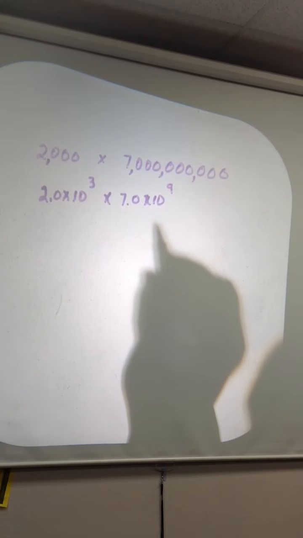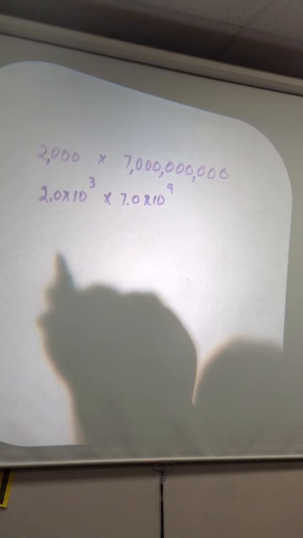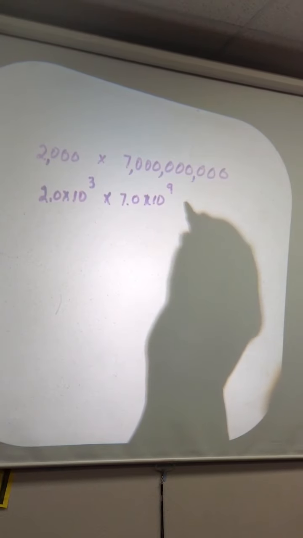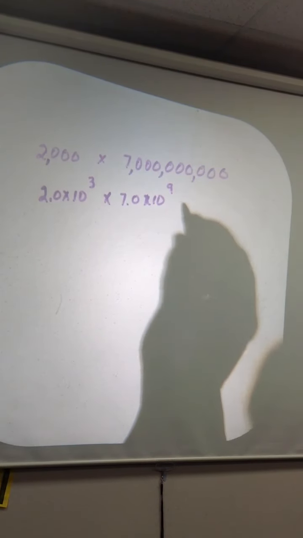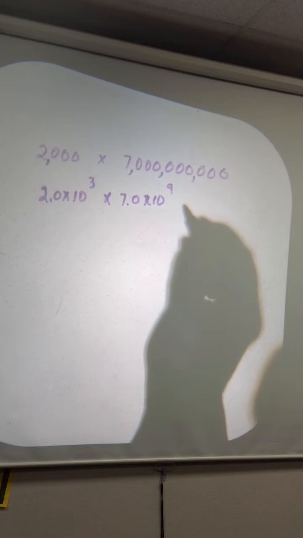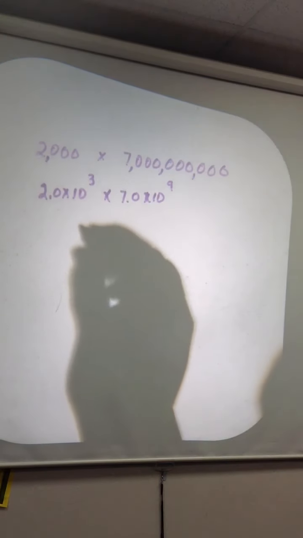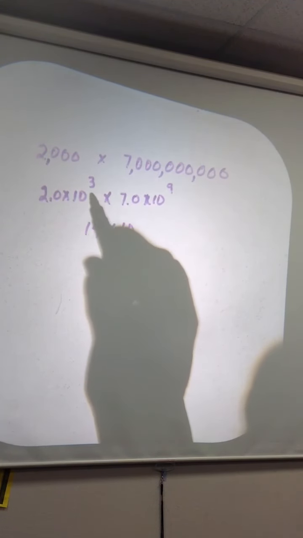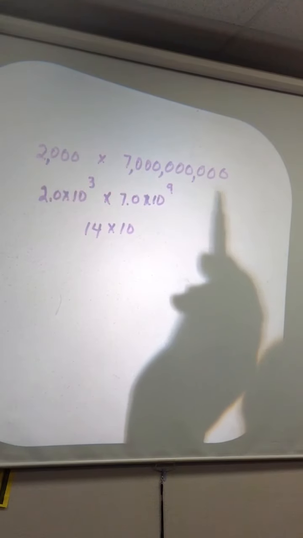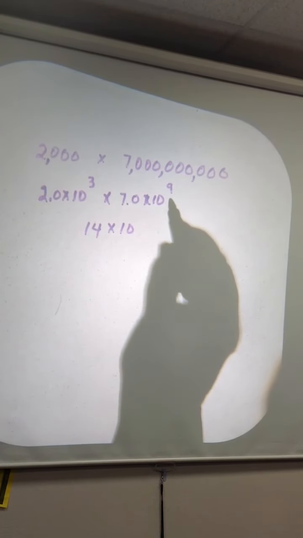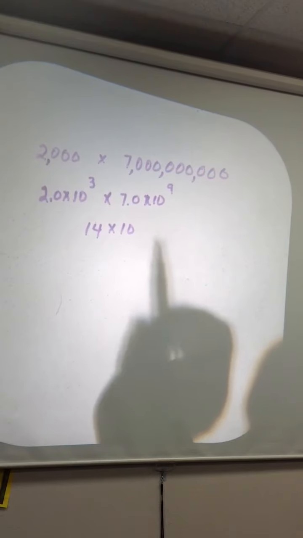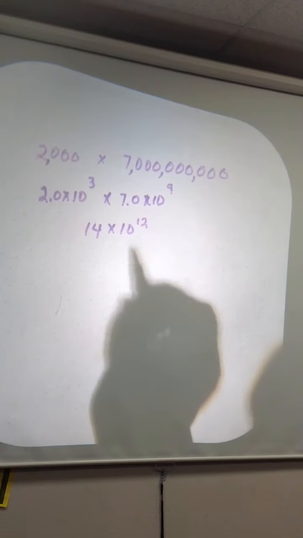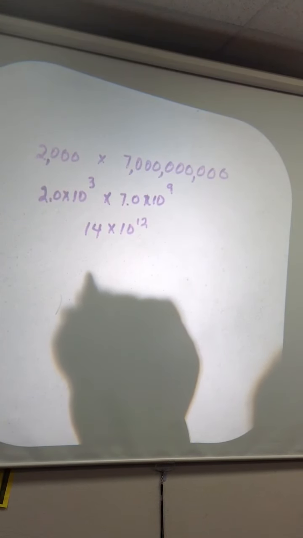Okay, now, here's where it becomes easier. You don't need the 0.0 on there, no, but we'll keep it on there for right now. So what we're going to do is we're just going to multiply. What's 2 times 7? 14. Okay, so this is going to be 14 times 10. We have 3 zeros here, right? 1, 2, 3. We have 9 zeros here. 3, 6, 9. So how many zeros do we have all together? 12. But that's not the answer.